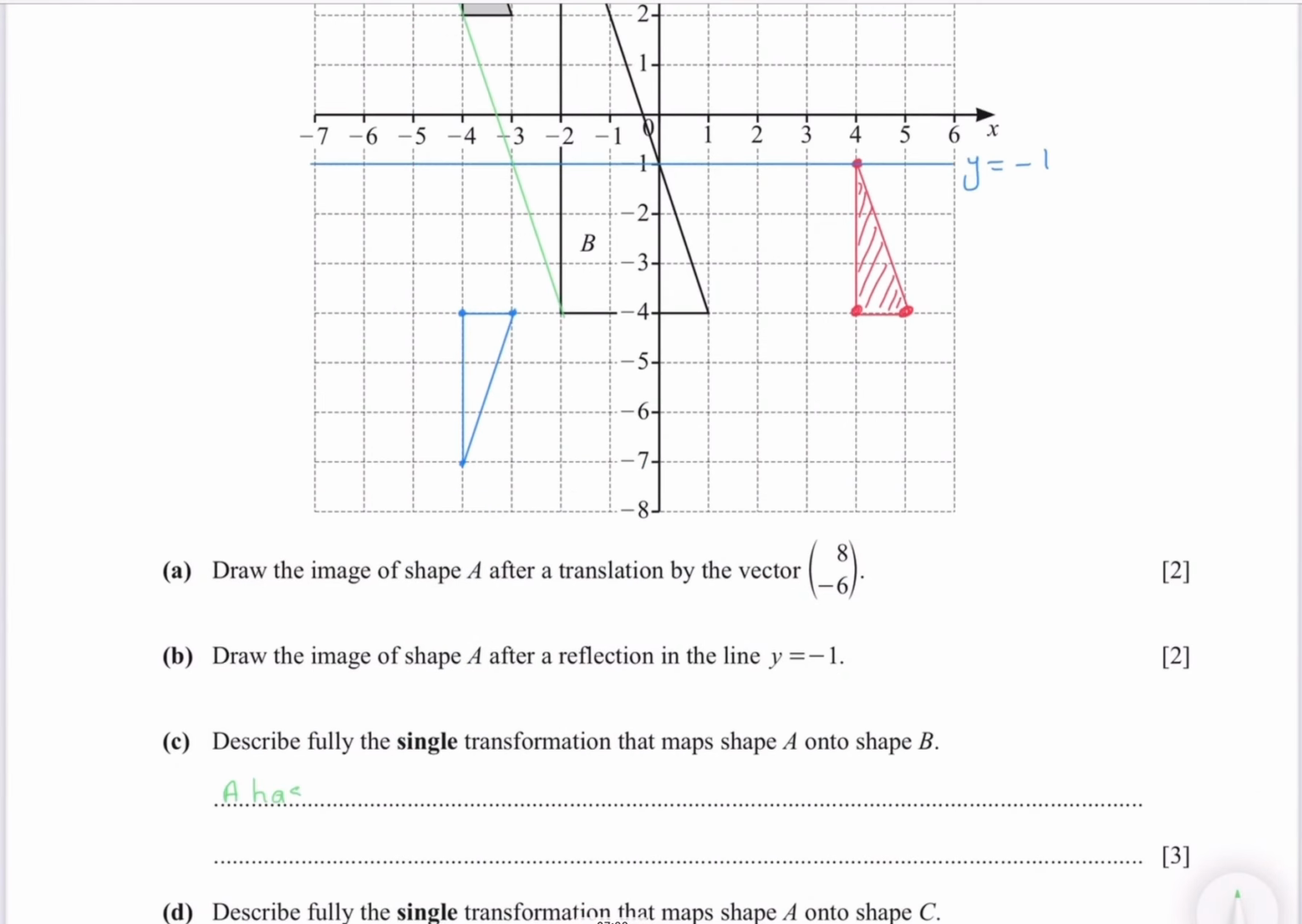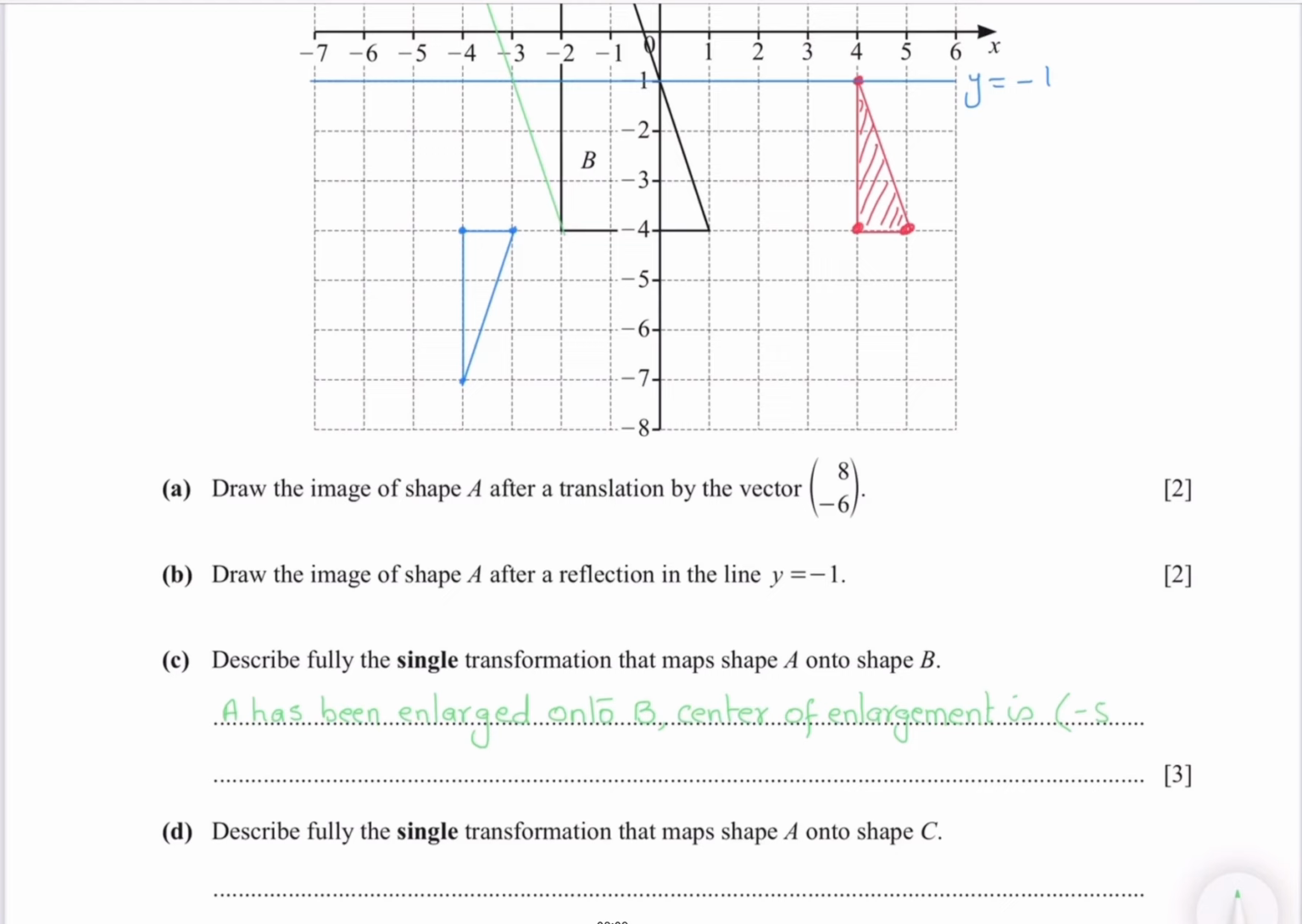So A has been enlarged onto B. Center of enlargement is (-5, 5), and scale factor is positive 3.